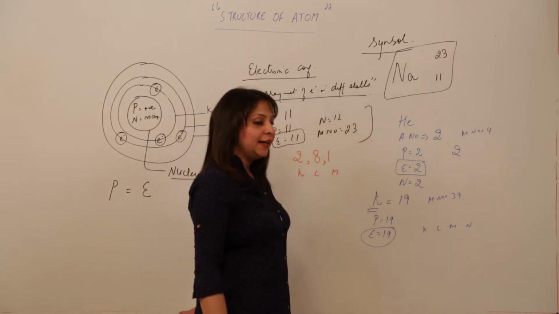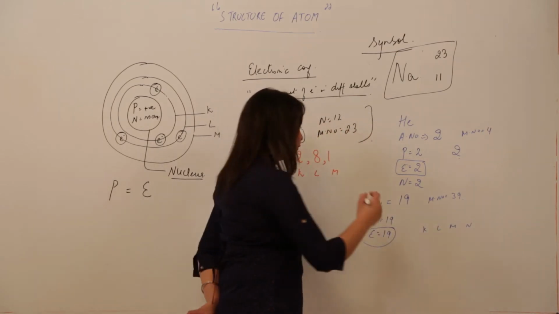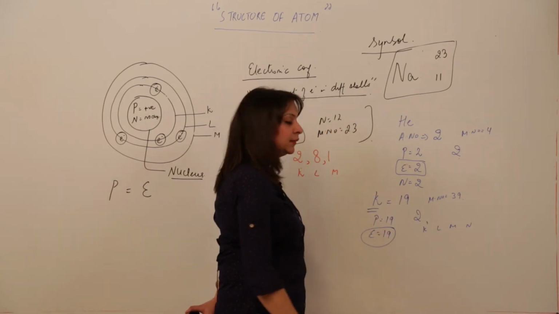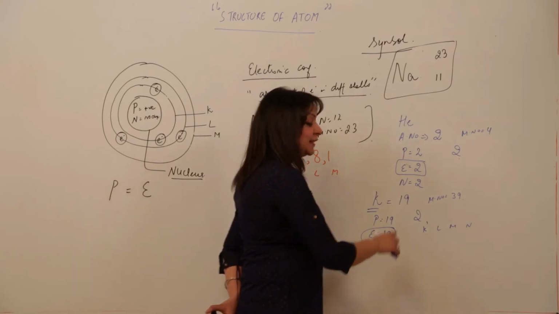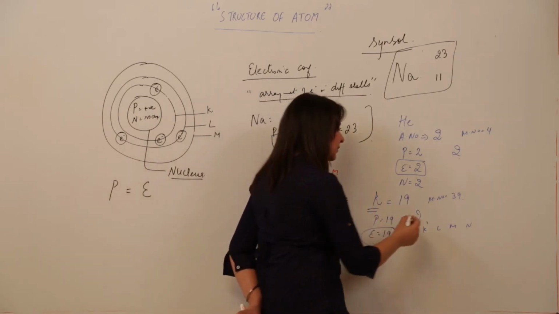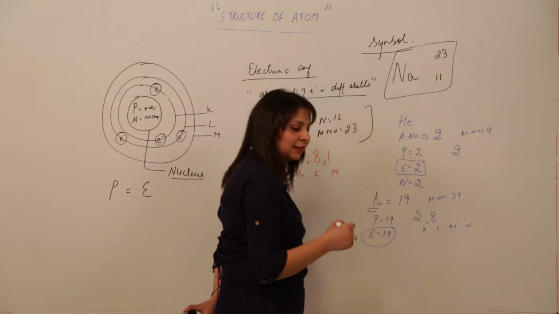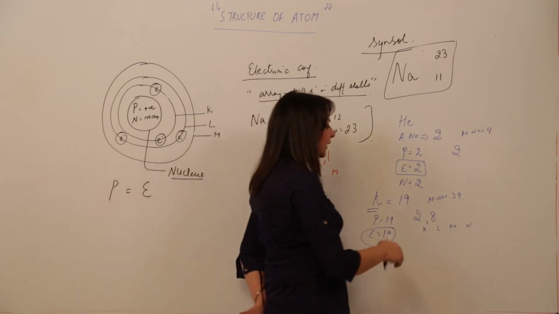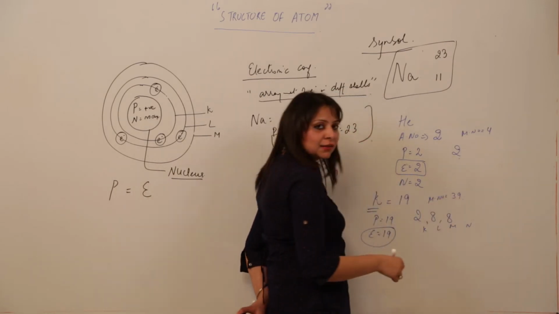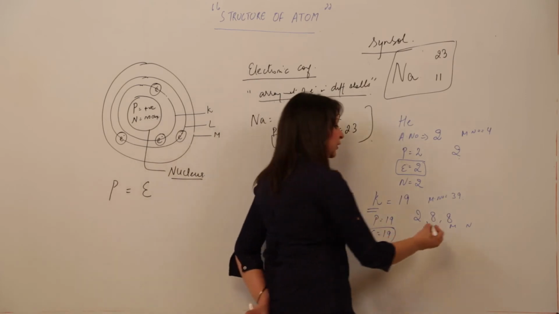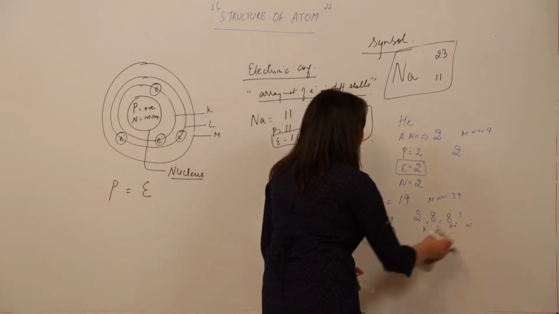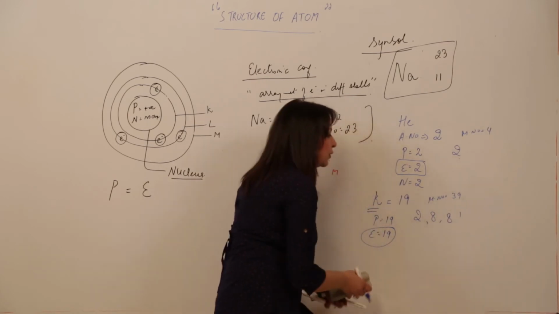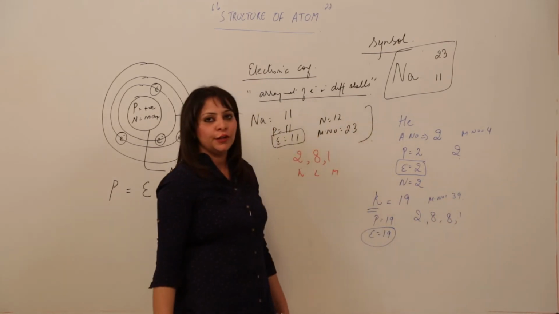First write the shell name, then we will fill accordingly. The first shell, K shell, can accommodate how many electrons? 2. So we are filling 2, right? Now we are left with how many electrons? 17, but the second shell can accommodate a maximum of 8. We are writing 8, right? 10 electrons are already gone. We are just left with 9 electrons. So third, again maximum of 8. Now we are left with 1 electron. So the electronic configuration for potassium is 2, 8, 8, 1. So this is how you write the electronic configuration.